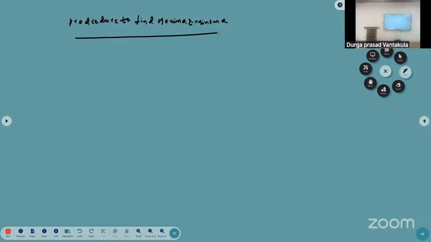What are we doing, dear students? We are finding maxima and minima. That's it, never going to divert from our task. Step 1: when a function is given, consider the function. What is the function? Y equal to f of x.